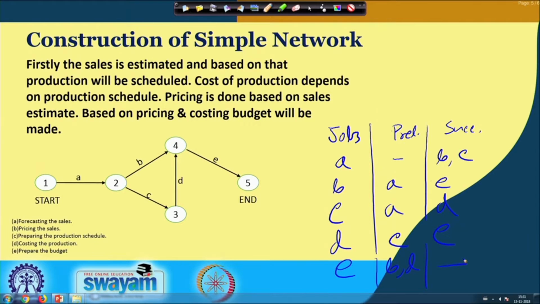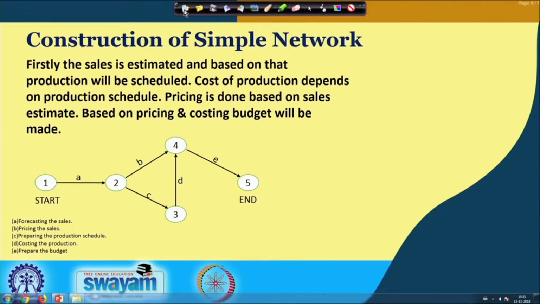So, it must be predecessors, and using the pricing we can go for the budget. So, the successor is the budget. Similarly, job C has the predecessor requirement of sales estimation, job D has the predecessor requirement of production scheduling, and job E, which is the budget requirement, requires both jobs B and D as its predecessors.